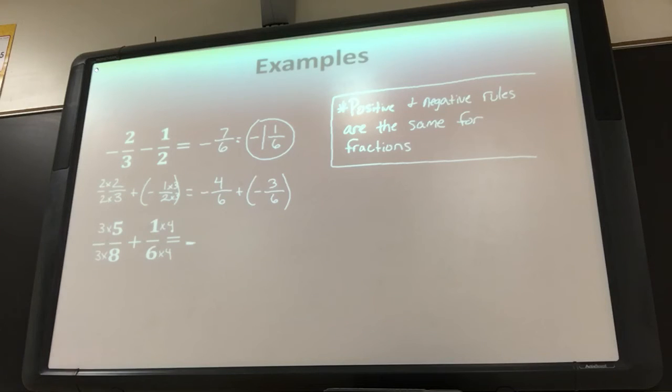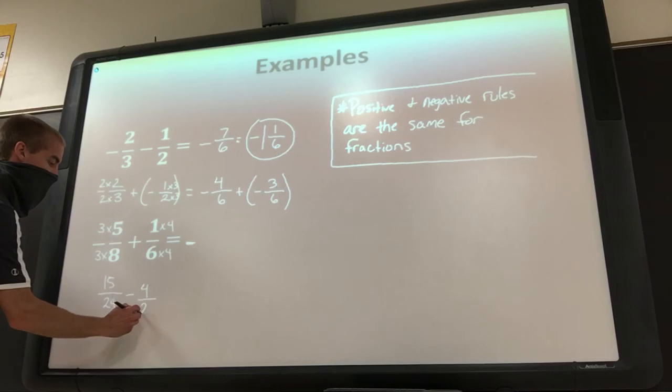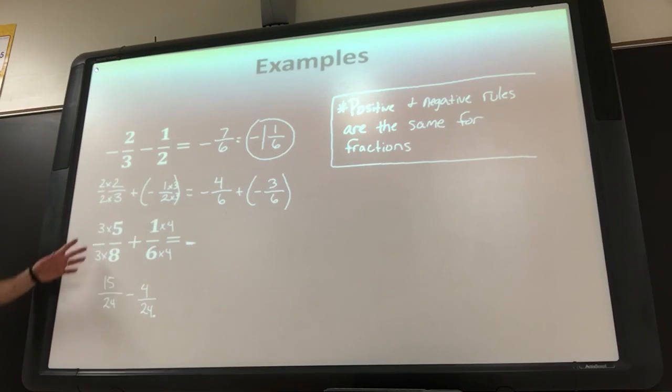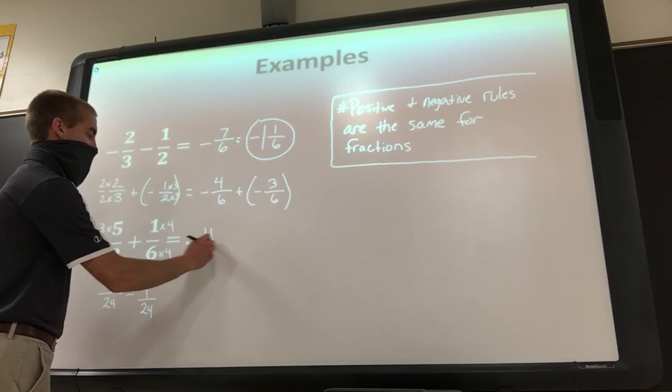And I'm just going to pretend like they're positive because we know that we're subtracting them. So we're just going to do 15 over 24 minus 4 over 24. As we said, since they're different signs, we would subtract them. 15 minus 4 would give us 11 over 24.